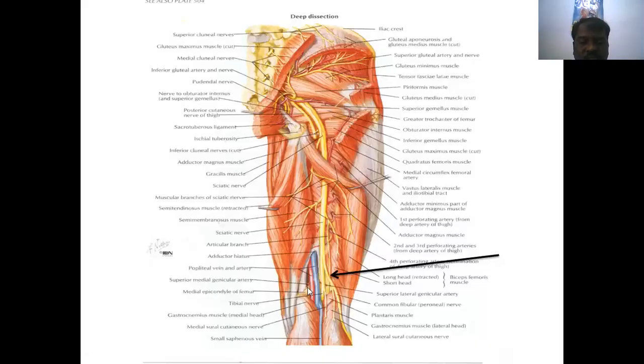This is the common peroneal nerve. It crosses the neck of the fibula and also the lateral head of the gastrocnemius. This is the insertion of the biceps femoris, and just between this it enters the lateral compartment of the leg, that is the peroneal compartment.